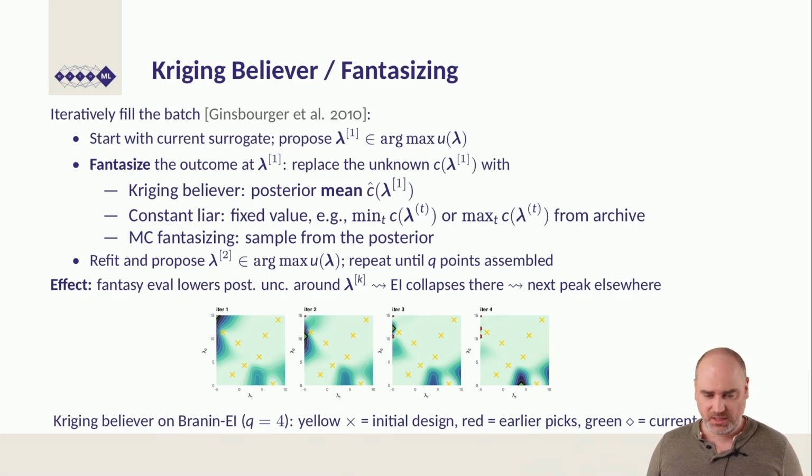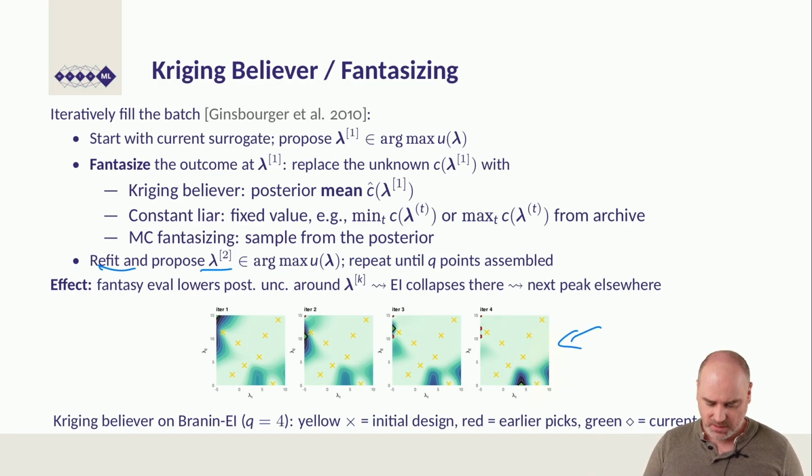Yeah, and when you fantasize this, like I said, you refit your GP, you propose the next point by usual argmaxing of the acquisition function. You fantasize a value for that, and you iterate and you iterate and you iterate until you have assembled Q points, and then these get evaluated in a batch parallel fashion. And how this might work, I have visualized below here.